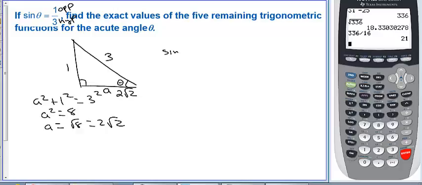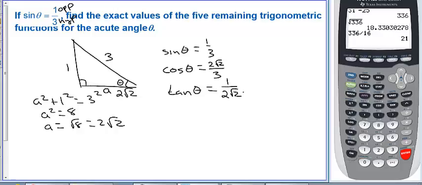So now we have the sine of this angle that I've picked is opposite over hypotenuse. We already know that one, that's the given. Cosine is adjacent over hypotenuse, 2 square root of 2 over 3. And tangent of theta is equal to opposite over adjacent, SOHCAHTOA. So 1 over 2 square root of 2. Let's multiply the top and bottom by square root of 2. So we have square root of 2 over 4, right? Because the square roots of 2 make 2, and 2 times 2 is 4.